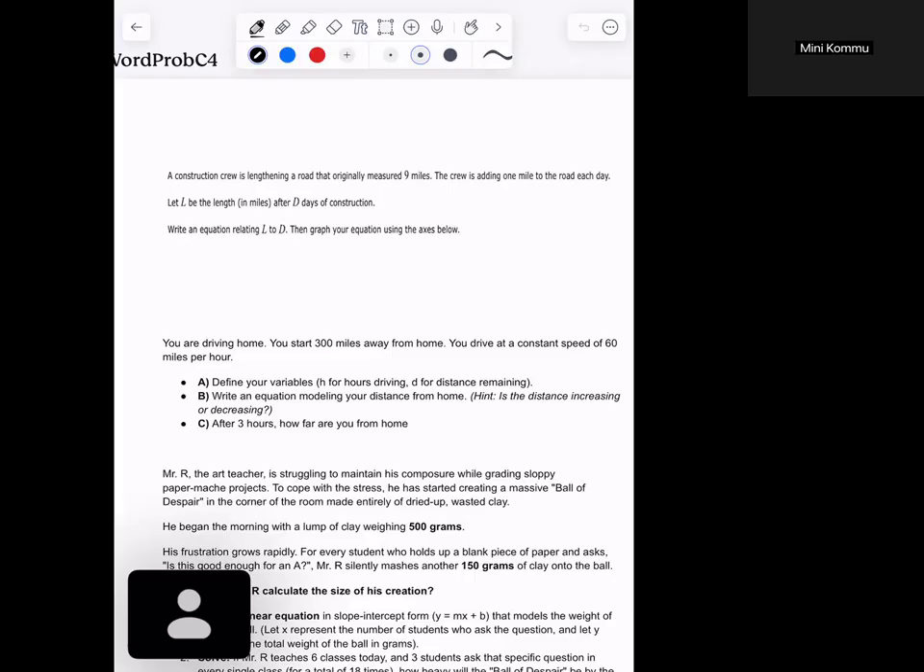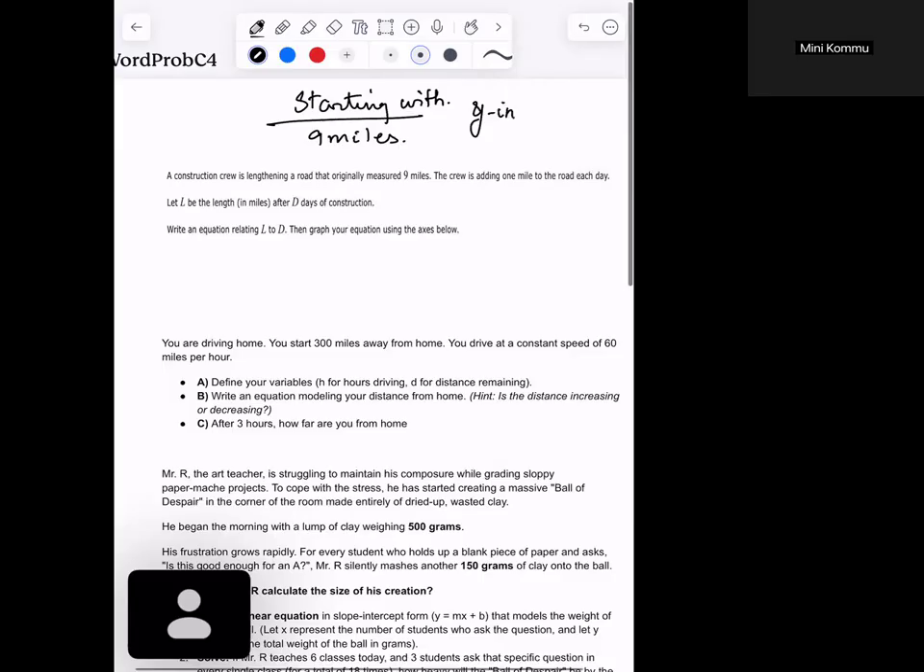A construction crew is lengthening a road that originally measured 9 miles. So my given is the initial measurement of the road is 9 miles. In other words, this is what we are starting with. Whenever you have something that you're starting with, that is your initial given, you're starting at that point. What do you think it is? It is nothing but the y-intercept. So here, because we are starting with our given, which is 9 miles, my y-intercept is 9.